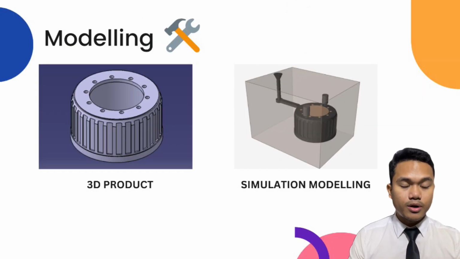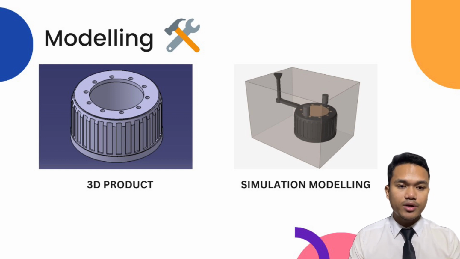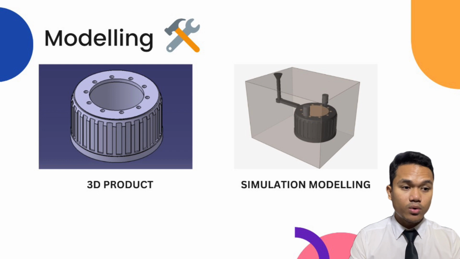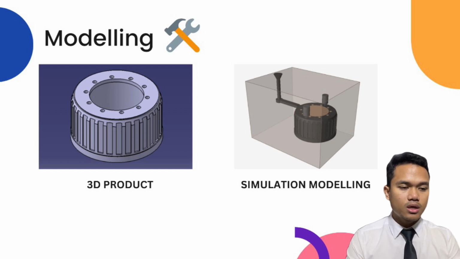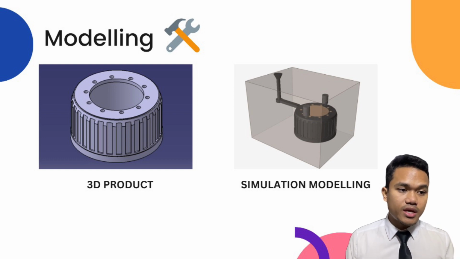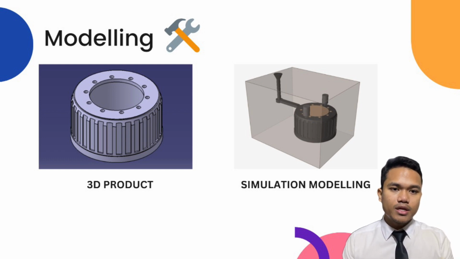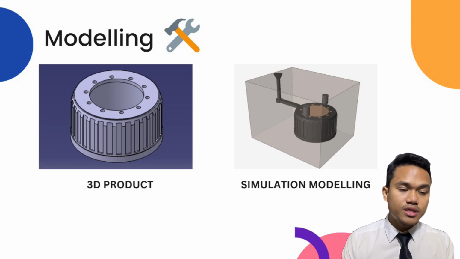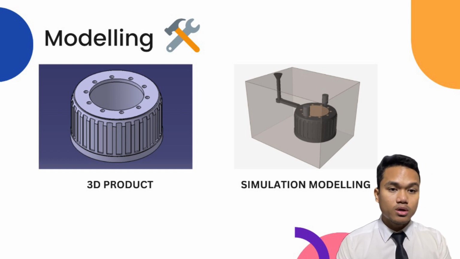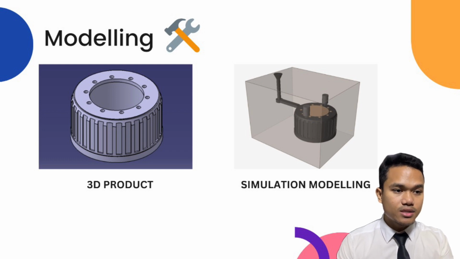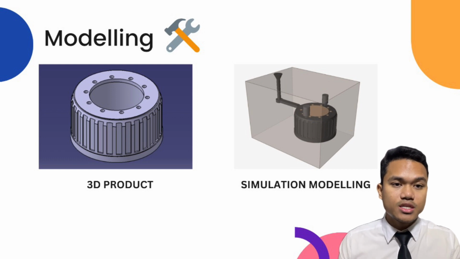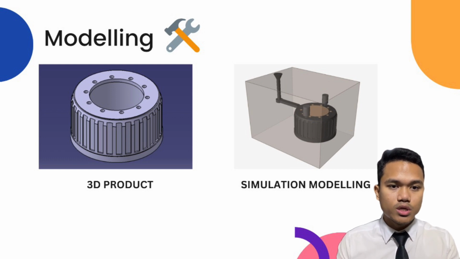After that, the product modeling. The picture on the left is the 3D product I created using CATIA software, and on the right is the simulation modeling. I use Altair Inspire Cast. As you can see in the simulation modeling, I managed to roughly insert the gating system such as sprue, runner, gate, riser and the core for the mold. Note that this is just a rough gating system which doesn't involve the calculation of gating system.